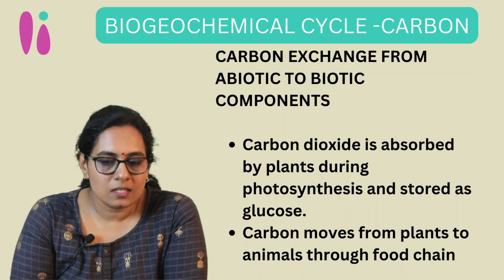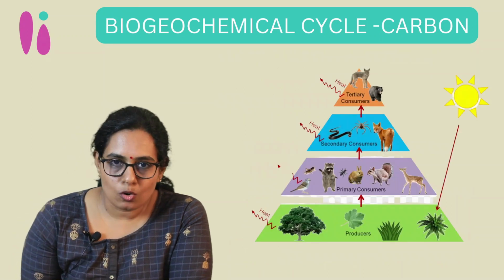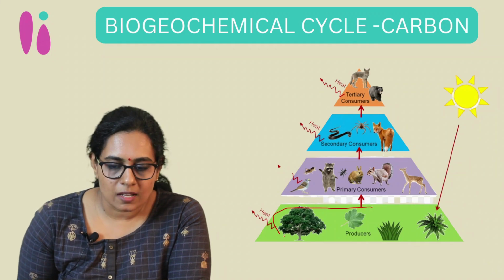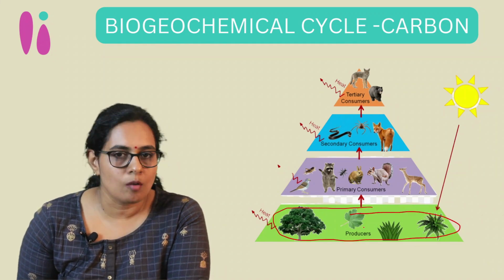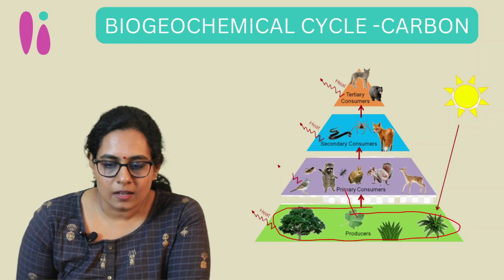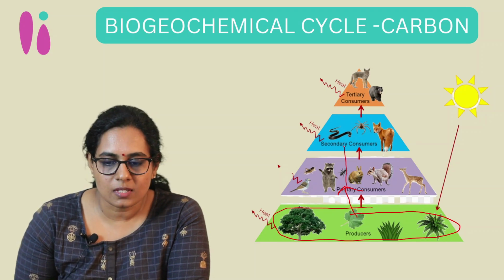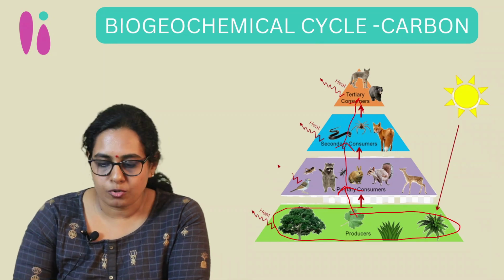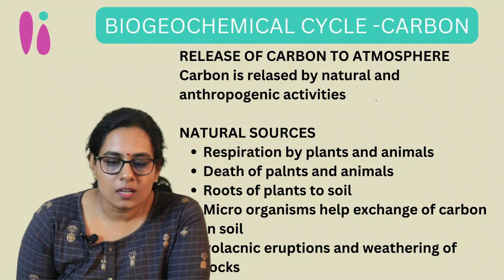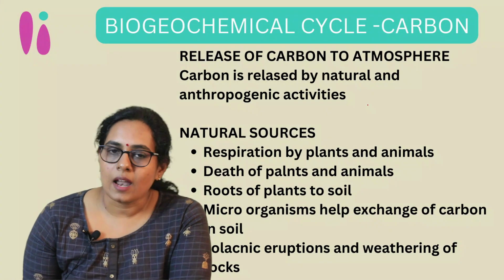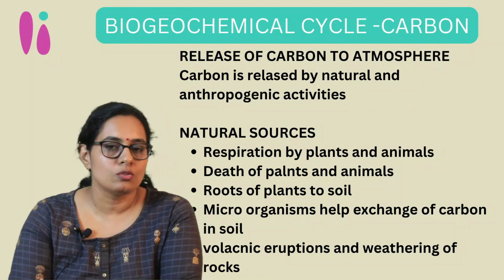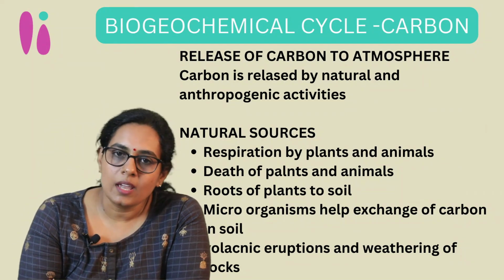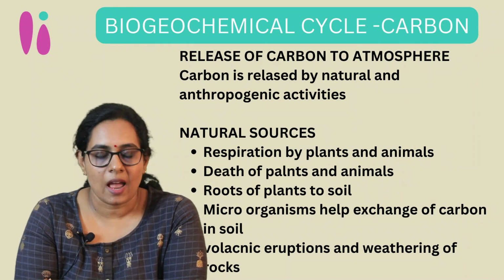So when we see this carbon cycle, I have already told you, and it is visible in the diagram, that producers, that is the plant community, are the first absorbers of carbon, and then it is transferred to primary consumers, secondary consumers and tertiary consumers. So this is the absorption part. Now, when we see the release part, you can see that carbon is released back into the atmosphere by natural methods and anthropogenic activities, that is human-based activities.